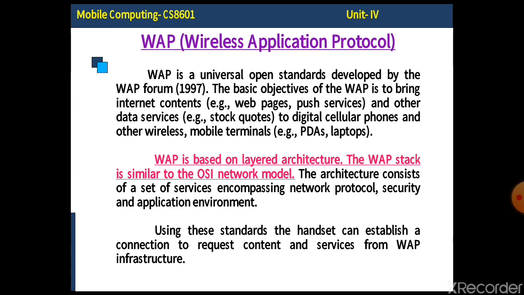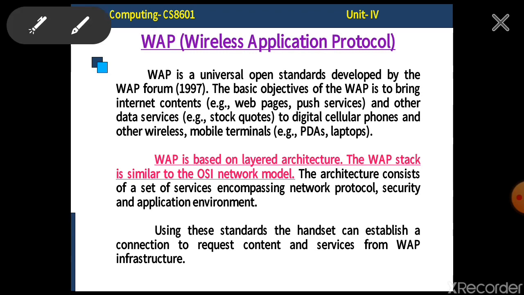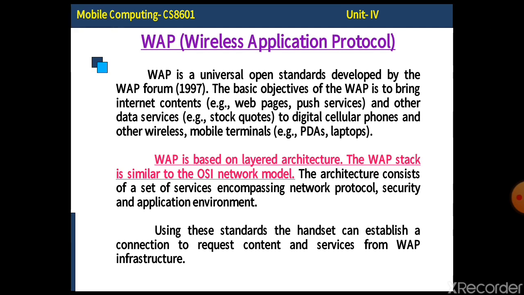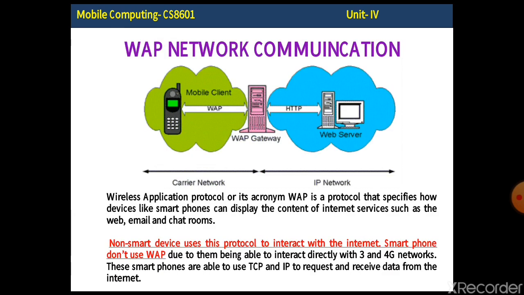WAP is basically a layered architecture. So it is based on the open system interconnection network model. Last semester we discussed in computer networks. So basically the architecture consists of the basic services encompassing the network protocol, security and application environment. So the wireless application protocol is basically designed to establish the connection, communication, internet access services from mobile handset to external networks. This is a WAP network communication.